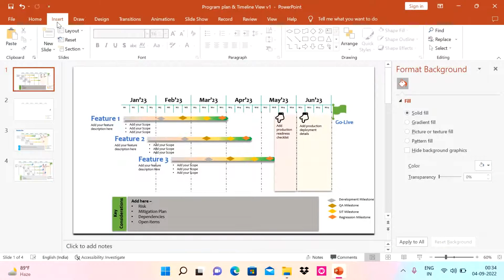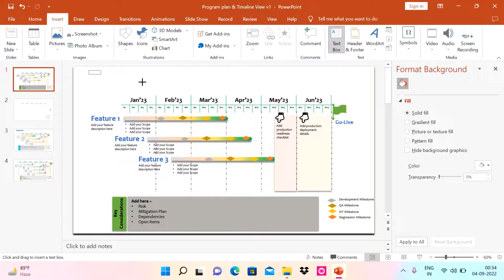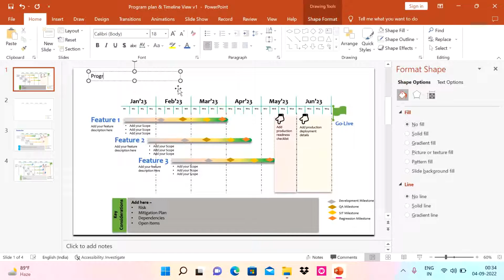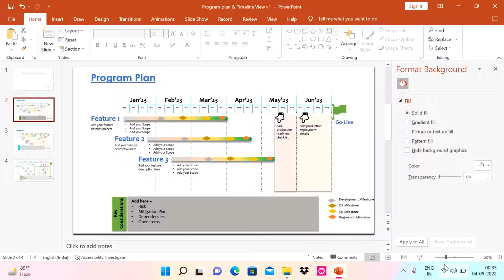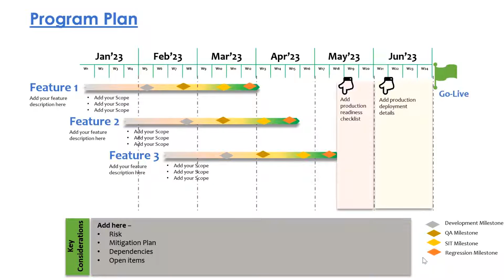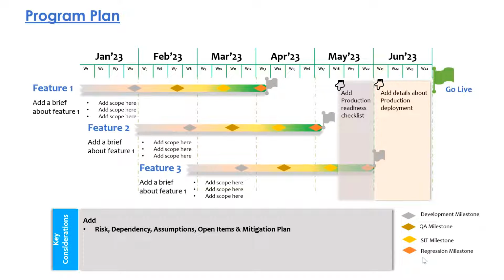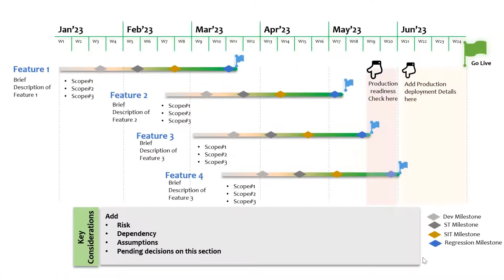The one last thing which is pending is I can add a title here, and let's say program plan. Choose this one, Century Gothic, increase the size. Okay, so now you can see I have this ready. And again, as I said, you can change the color. I have other formats also. You can see I have feature 1, 2, feature 3, feature 4.